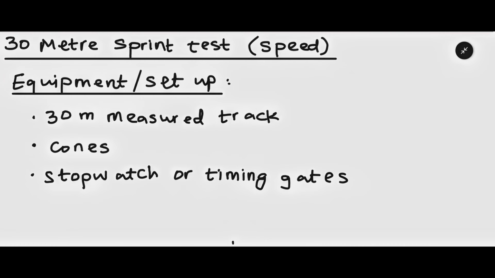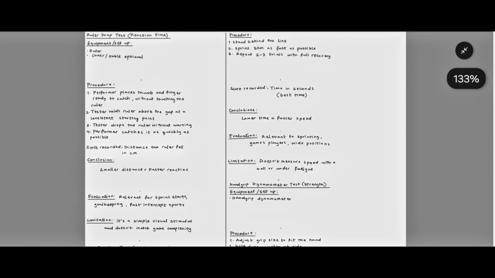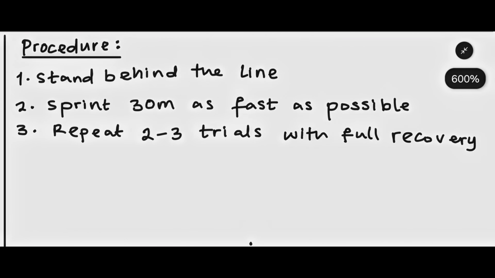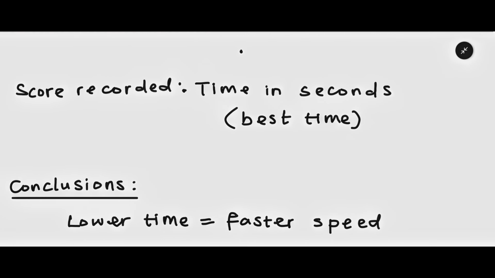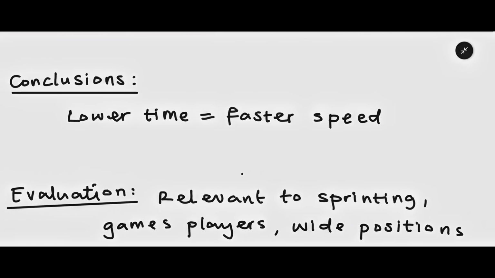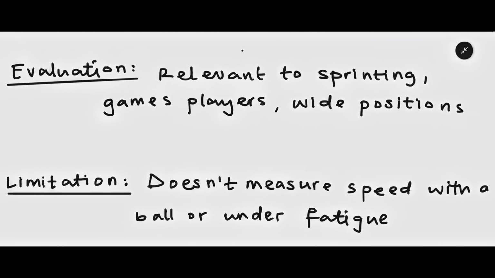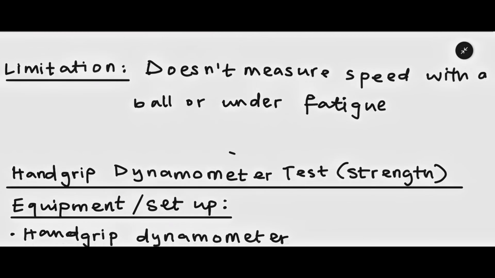Next, we have the 30-meter sprint test, which is measuring speed. The equipment and setup here on the screen, the procedure, as you can see outlined on the screen, score recorded, followed by the conclusion from this test and the evaluation and limitation points from this test.